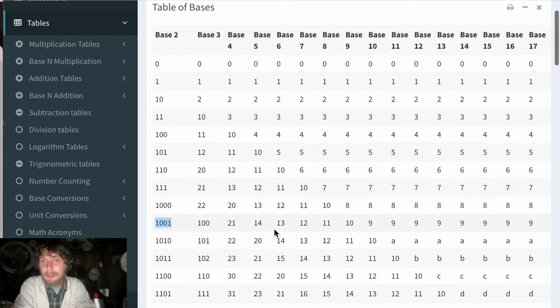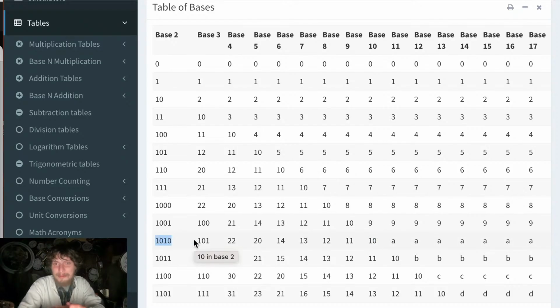1010, like 10? 10, the number we know, is 1010 in binary, which I just find fun. It's 10 to us, but really in binary it's 1010. And in ternary it's 101. It really likes that sort of beginning. But here, what does this tell us? Well, we can see that it's 2.